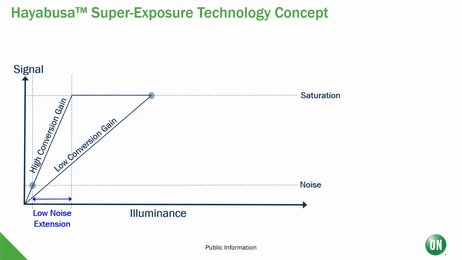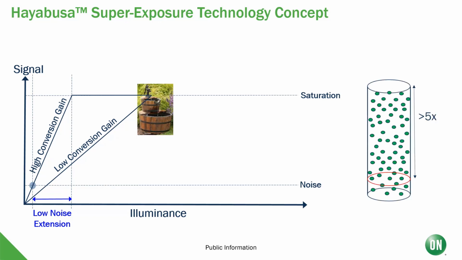This allows us to get both the detail in the dark areas of the scene as well as the bright areas of the scene by using the pixel capacity intelligently and extending the dynamic range on the low end for the dark areas using high conversion gain mode. But the longer we make our exposure time, the sooner we will reach that saturation point in the low conversion gain mode. So we really need more capacity in order to capture a very bright scene.